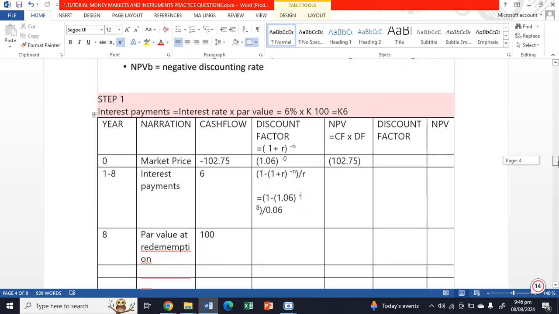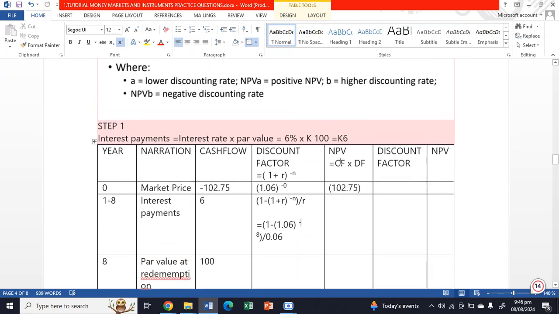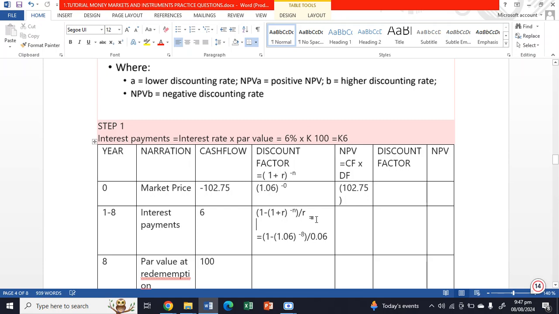So the next thing that we need to do is tabulate our discount factors. All right, so for our discount factors, we want to use this formula: 1 plus r to the power negative n. Now this one will be used for one-off payments, like in year 0 and in year 8. Years 1 to 8, where you'll be receiving the interest payments, that is an annuity. Remember, colleagues, what an annuity is? The same payments over the same period of time. Each year you're getting 6 kwacha, 6 kwacha, 6 kwacha. So that is an annuity.